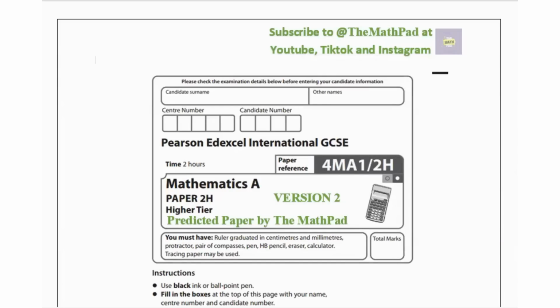So today we're going to solve the second version of my predicted paper for 4MA1 2H IGCSE Edexcel Maths. So this contains all of the topics that did not come in paper 1.